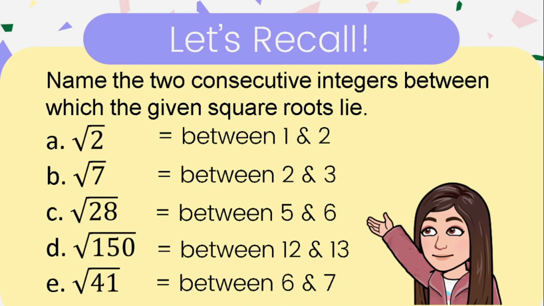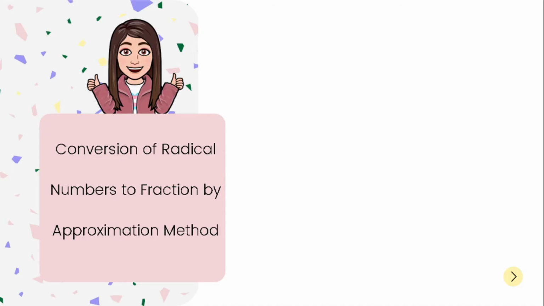I hope you did great in answering this activity because again, this is an important skill that you should have mastered for you to understand our lesson for this day a lot easier. In plotting irrational numbers on a number line, we estimate first the square root of the given irrational number and to which two consecutive integers it lies in between.